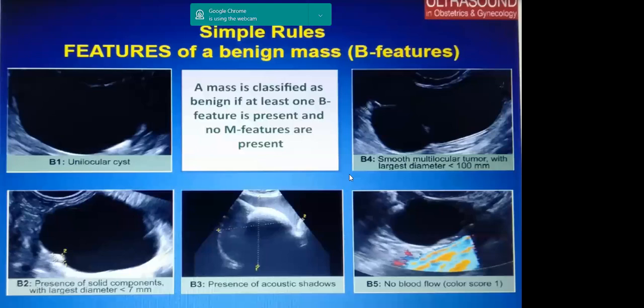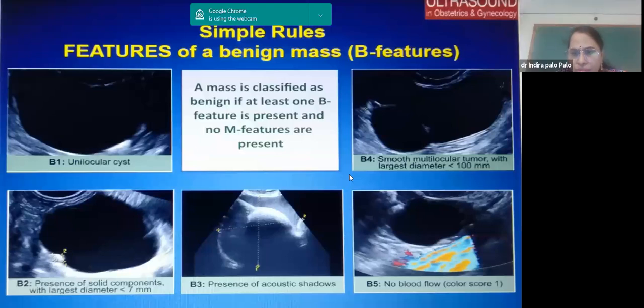Again, coming to what these B features are, these are the 5 B features. One is unilocular cyst. Second is presence of a solid component, but the diameter of the solid component is less than 7 millimeters. And presence of acoustic shadowing. You see there is acoustic shadowing, so it is a benign tumor. And there is a multilocular cyst with septa, but it is smooth, and the largest diameter is less than 10 centimeters. And you apply color, if the color score is 1, then all are B features or benign features.